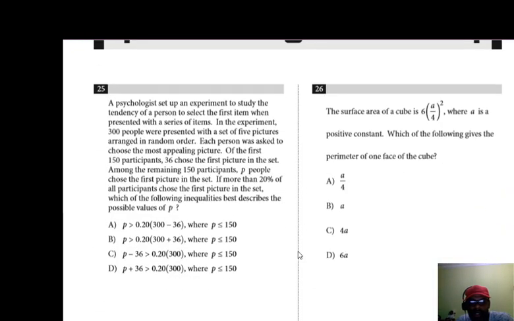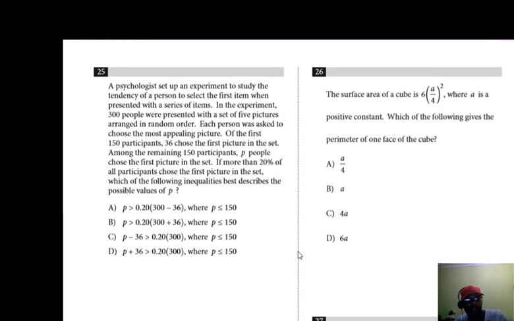Okay, so let's move on to the next one. The psychologist set up an experimental study on the tendency of a person to select the first item when presented with a series of items. Okay, there's the experiment. 300 people were presented with a set of 5 pictures at random. We have 5 pictures, 1 2 3 4 5. People are asked to choose one. Each person was asked to choose the most appealing picture.